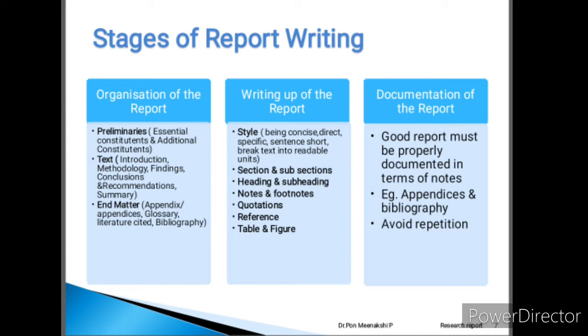Ma'am, what is the essential, ma'am? In your research report, your title page, your table of contents and your acknowledgement, these are very, very important, no? So it is called essential constituents. And the additional constituents are frontispiece, dedication or epigraph, list of tables, list of abbreviations and symbols. Ma'am, what is the frontispiece, ma'am? That is similar to your title page. You are keeping it inside for binding. That page is called the frontispiece.